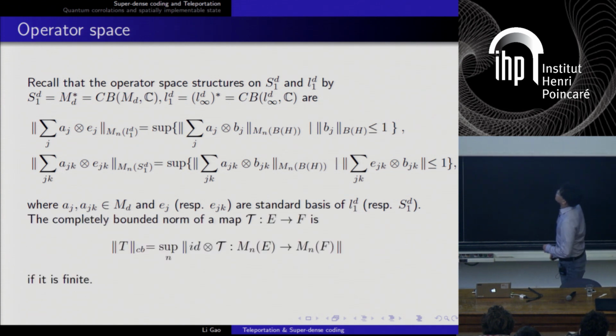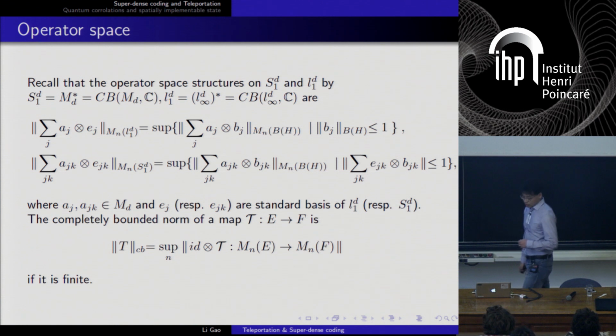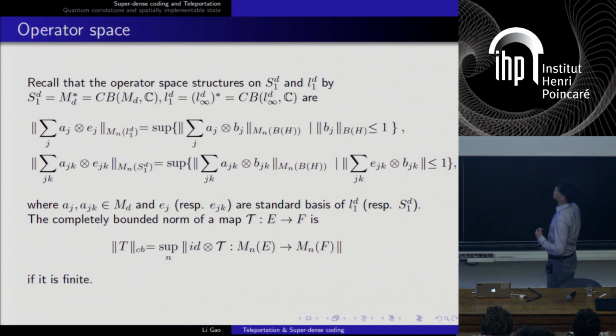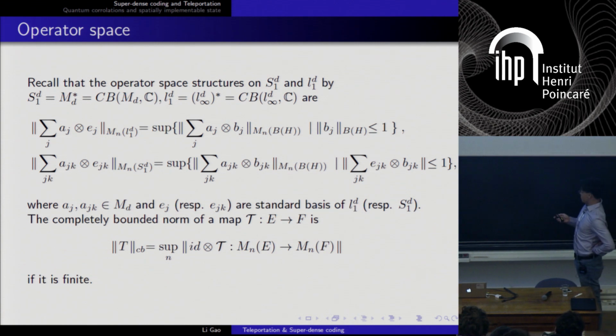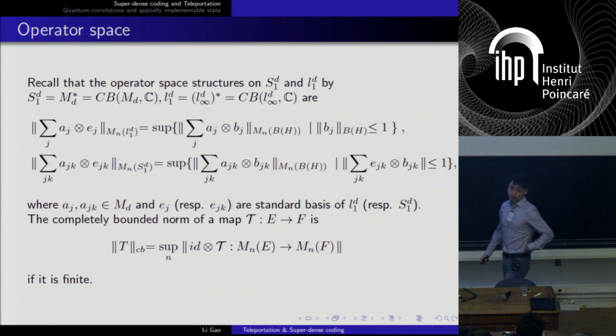Then I also just want to mention the complete boundary norm really means the supremum of the amplification of the original map tensored with a matrix space. So it does identity on the matrix space, and the complete boundary norm is the supremum over n, and if this is finite.